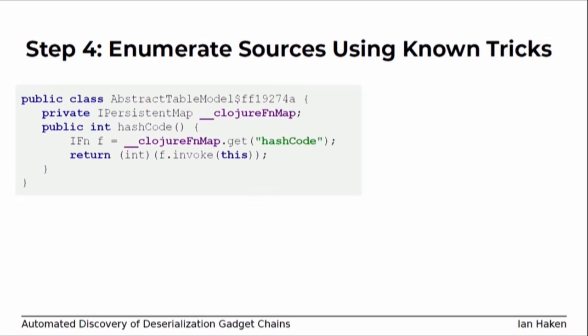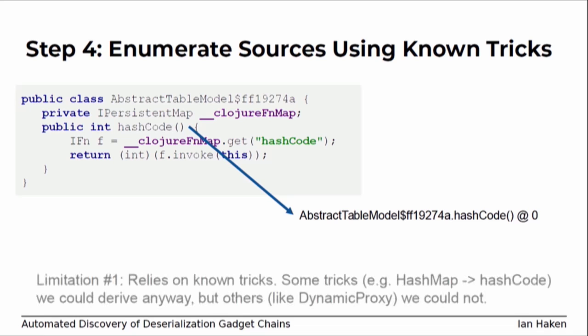So step 4, next to last step, is just enumerating known entry points. And that's basically just using all the known tricks that researchers have come up with over the last few years to figure out how to get into interesting gadget chains. So for example, we see this hashcode method. We know it overrides object.hashcode. So we can enumerate that as an entry point. So all right, that step's super easy, especially after the last few.